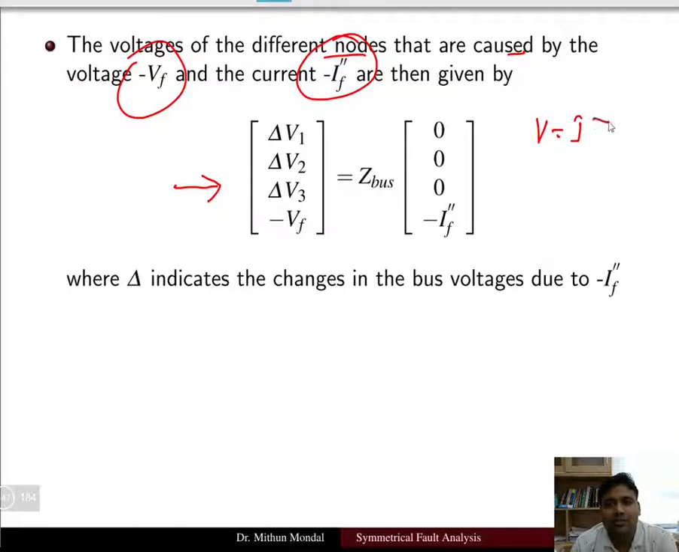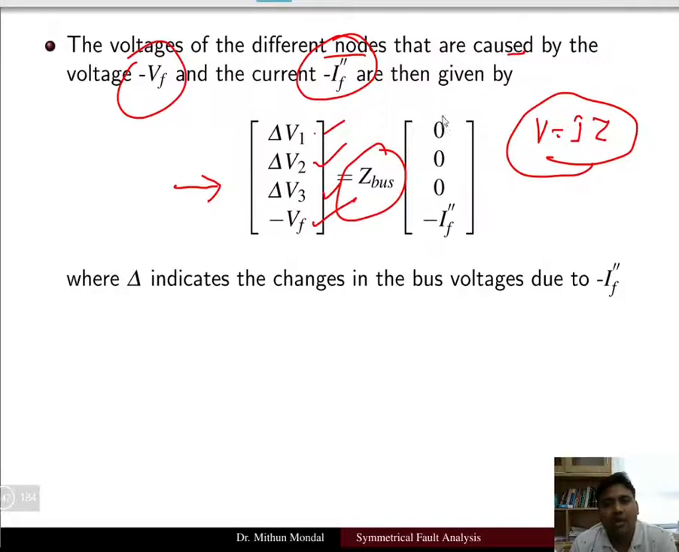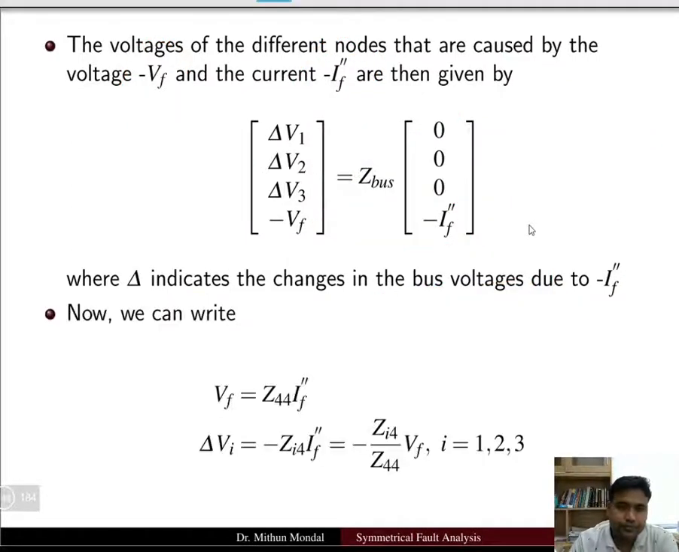We know that this relationship we can use to find the change in the voltage. So delta V1, delta V2 and delta V3 are the voltages of the three buses, and V minus VF is indicating the pre-fault voltages of bus number 4. Z bus we have to obtain for the entire system, and all the currents at the different buses 1, 2 and 3 will be 0, whereas at the fourth bus the current injected is minus IF double dash. So here delta indicates the change in the bus voltage due to the fault current.